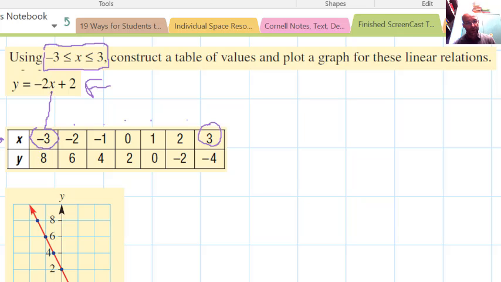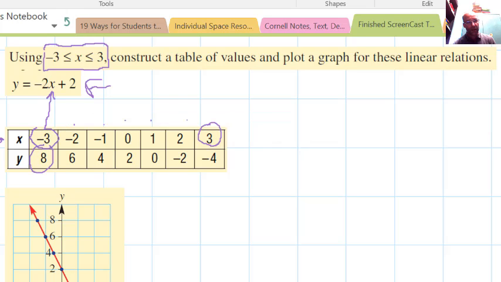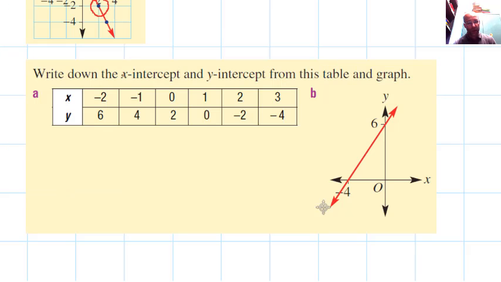And if we put these into the rule, that would mean that for wherever we see an x, for the first one we'll substitute -3. So we have -2 times -3 is +6. +6 plus 2 is 8. And we do the same with all the other numbers, and we get ordered pairs, so that point there.